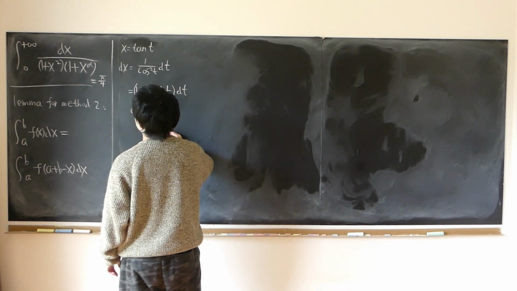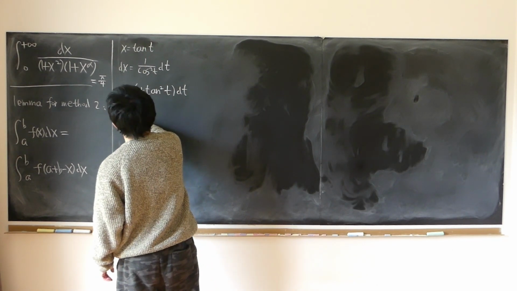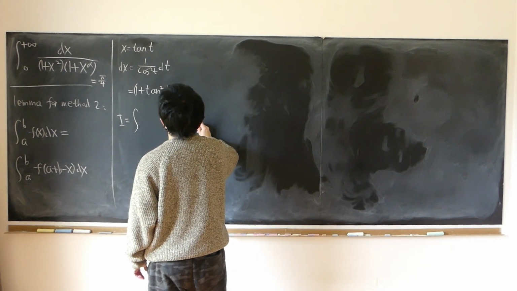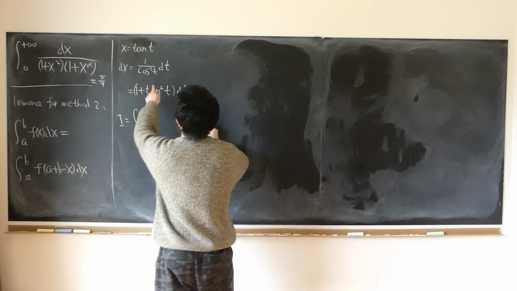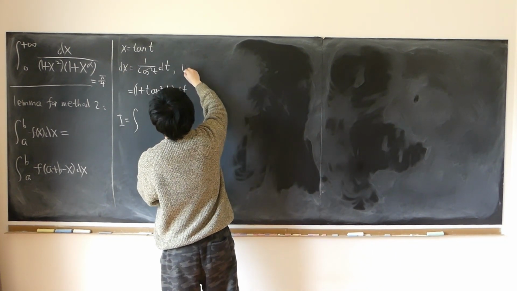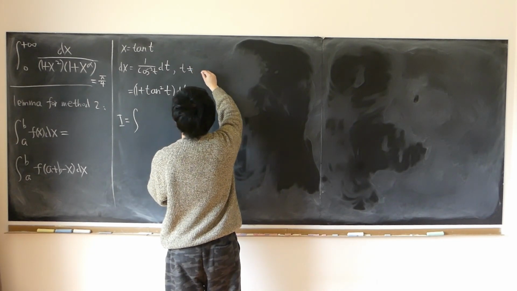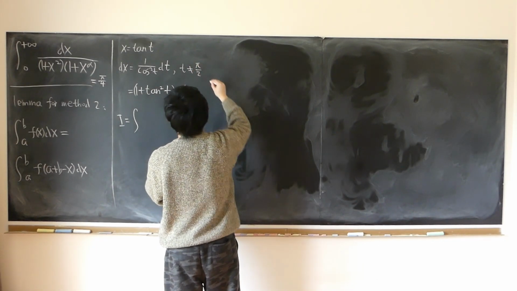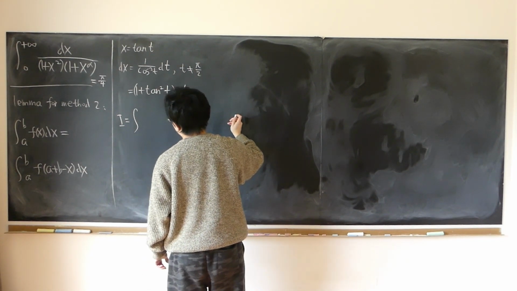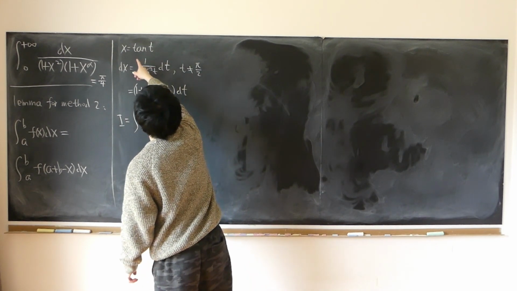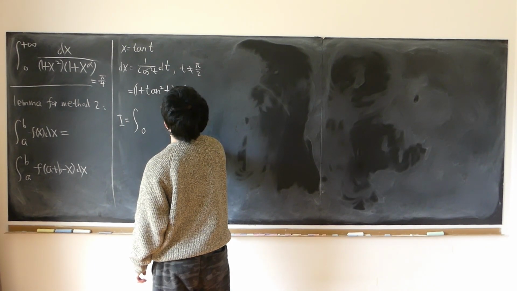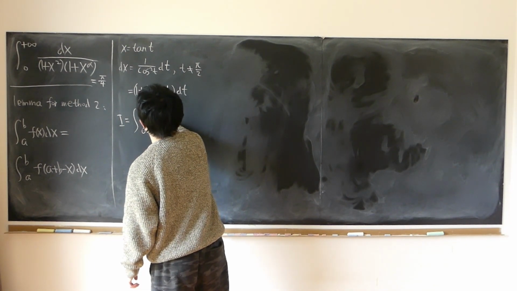And remember, also change the boundaries. When x is equal to 0, what does t equal? Here, of course, I require cosine t does not equal 0. In other words, I require t does not equal half pi, but t could approach half pi. So when x is equal to 0, t is equal to 0. When x is approaching positive infinity, t is approaching half pi.